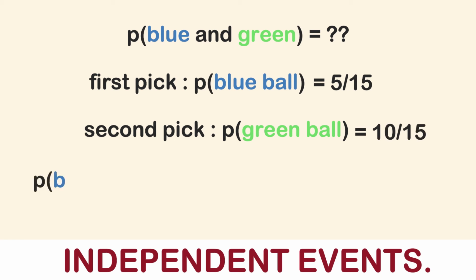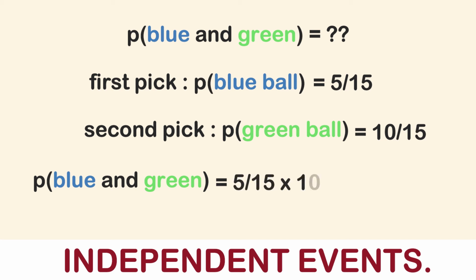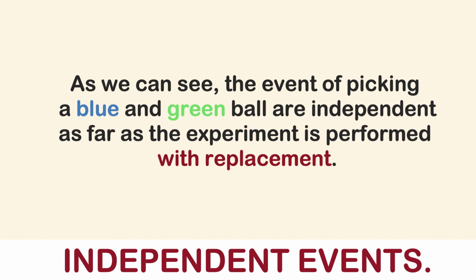So the probability of picking a blue ball and a green ball is equal to 5 divided by 15 times 10 divided by 15. When we do the math, we can see that we also have our answer to be 2 divided by 9, which when converted to decimal is 0.22 approximated to 2 decimal places. So as we can see, the event of picking a green ball and the event of picking a blue ball are independent of each other as long as we perform the experiment with replacement.